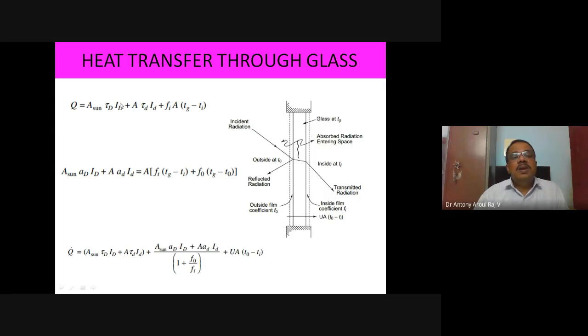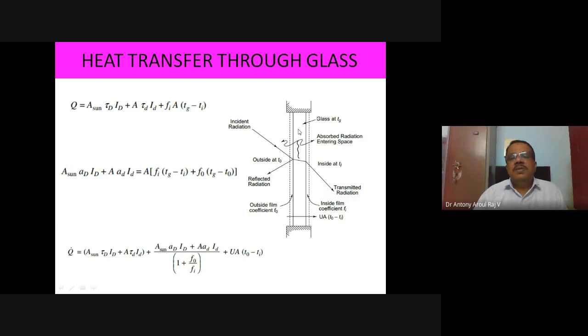This is because of the direct sunlight, and this area of the sun will be varying. And this is because of the diffuse sunlight. It is always available, because light is always available. This is always available for the full area of the window.